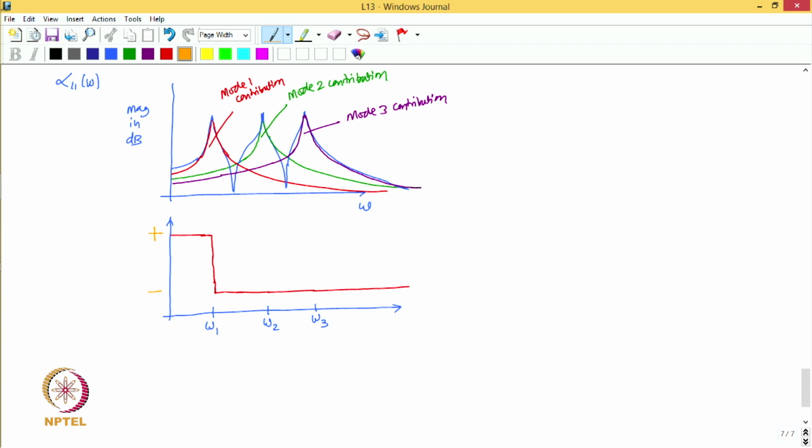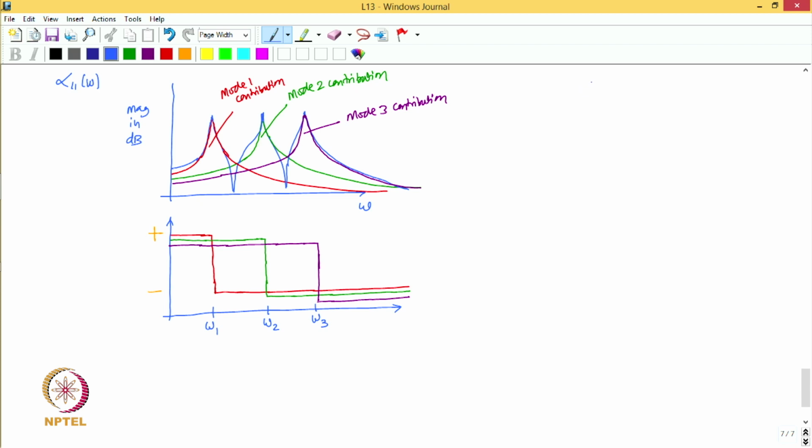And now let us mark the sign of the mode 2 contribution. Again this is positive as long as omega is less than omega 2, and then the sign changes like this, and we have negative sign when omega is more than omega 2. Let us also plot the sign of the mode 3 contribution, that is positive when omega is less than omega 3, and when omega exceeds omega 3, the sign becomes negative. So these plots indicate to us the signs of various modal contributions.